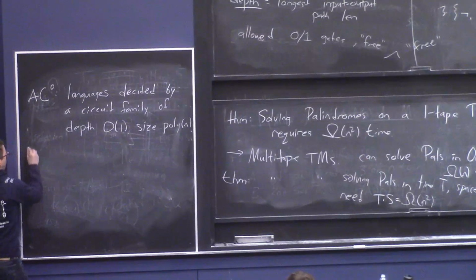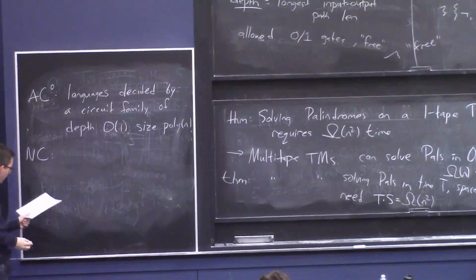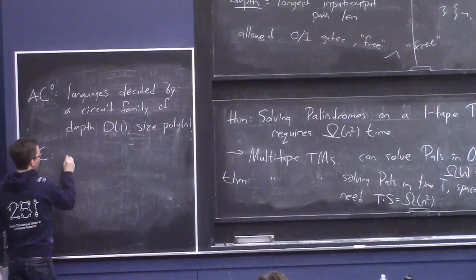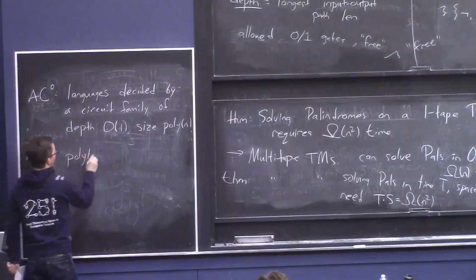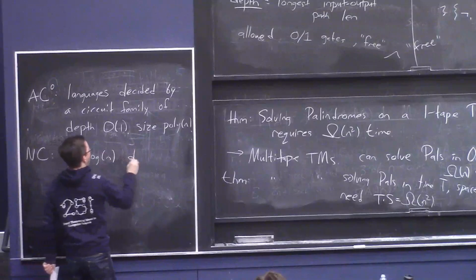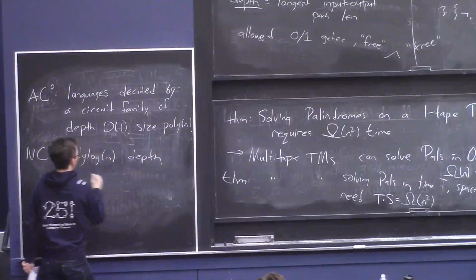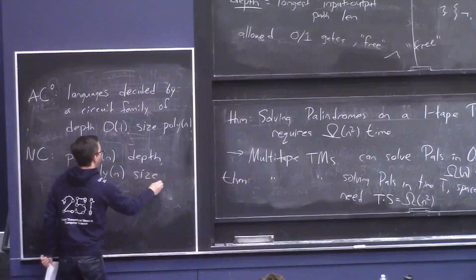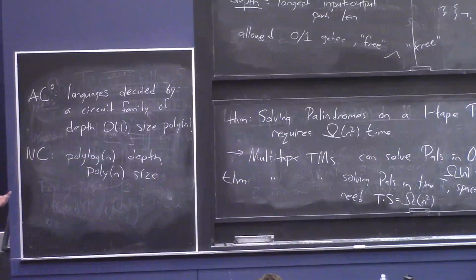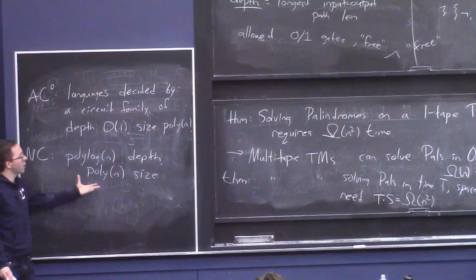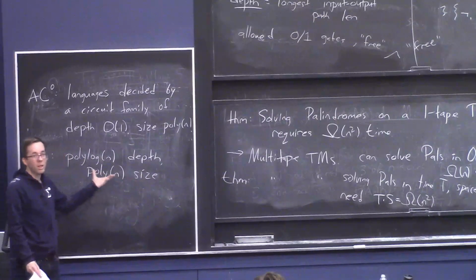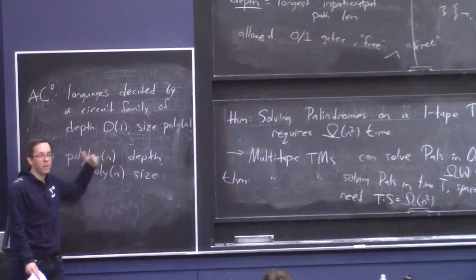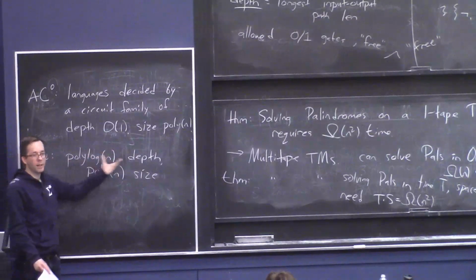A bigger class is called NC, and this corresponds to the same story, but polylog n depth, and still poly n size. And this kind of corresponds to problems that can be solved pretty efficiently in parallel. So still polynomial total amount of work, but wall time, parallel time, that's poly log n.